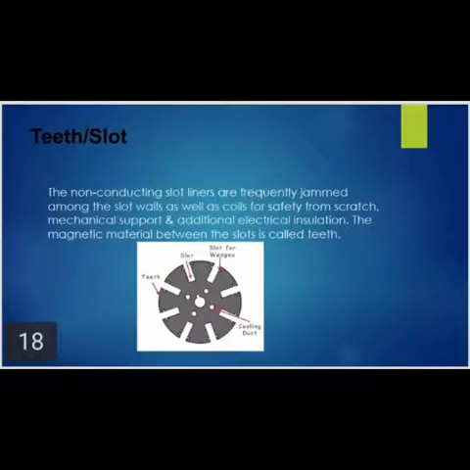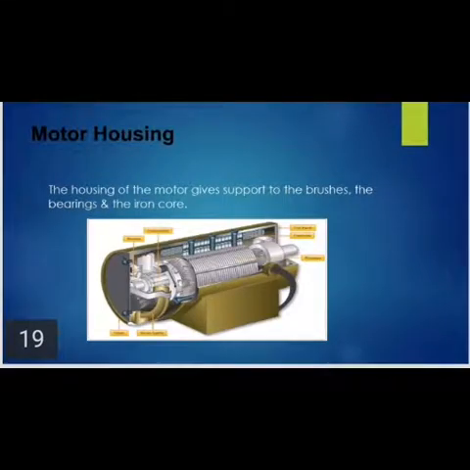Teeth slot. The non-conducting slot liners are frequently jammed among the slot walls, so the coils are safe from scratches. They give mechanical support and additional electrical insulation. The magnetic material between the slots is called teeth. Motor housing. The housing of the motor gives support to the brushes, the bearing, and the iron core.